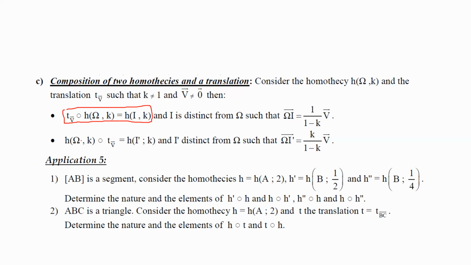Okay. And this is also a composite of a dilation and a translation. Here, translation round dilation. Here, dilation round translation. It also gives us a dilation of different center, same ratio. Different center, meaning the case of centers M, N, O. Okay, now we will see how we find the center. Okay.